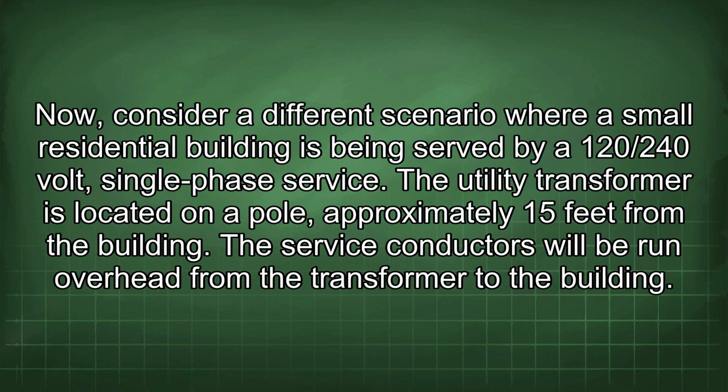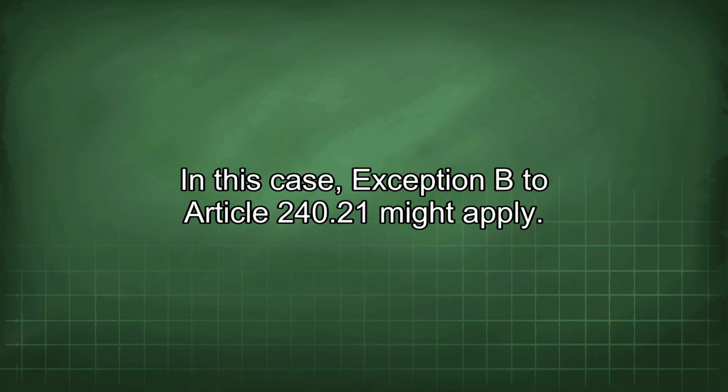Now consider a different scenario where a small residential building is being served by 120/240 volt single-phase service. The utility transformer is located on a pole approximately 15 feet from the building. The service conductors will be run overhead from the transformer to the building. In this case, exception B to Article 240.21 might apply.